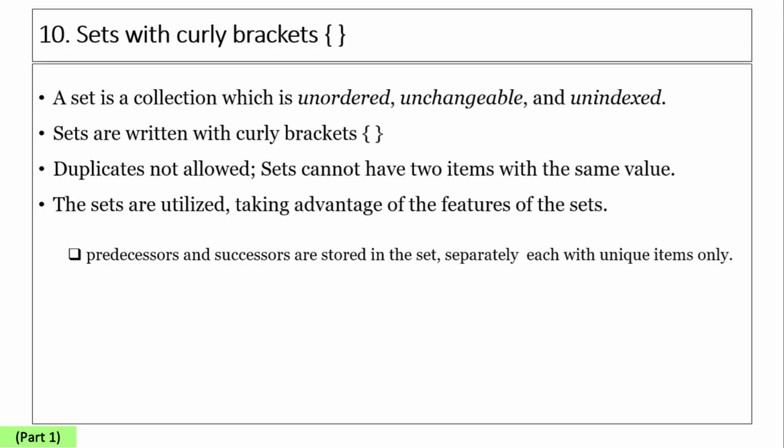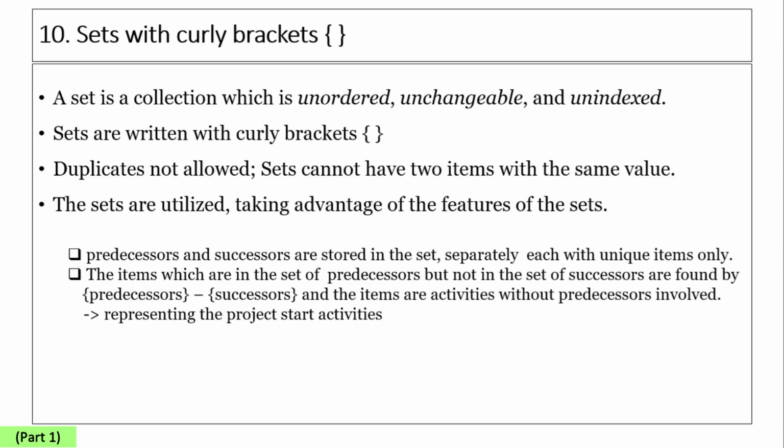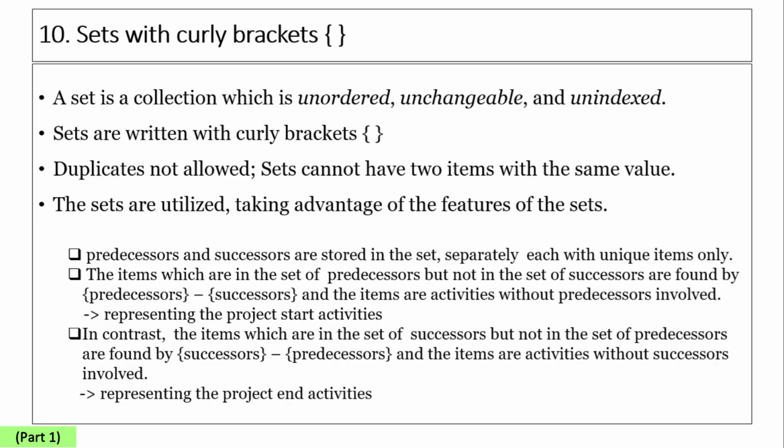Predecessors are stored in a set and another set is for successors. The set of predecessors minus the set of successors evaluates to a list of activities which are used only as predecessors. The activities represent project start activities. The set of successors minus the set of predecessors evaluates to a list of activities which are used only as successors. The activities represent the project end activities. The project start activities are considered in forward pass analysis while project end activities are considered in backward pass analysis.